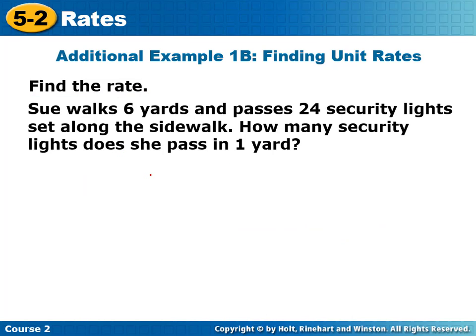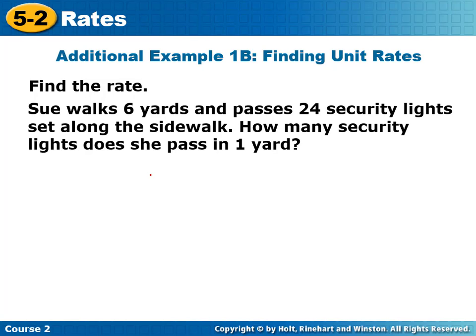One more real quick. Sue walks 6 yards and passes 24 security lights. And this one, we're not talking about 6 yards as in each 3 feet. We're talking about like front yards. She passes 24 security lights set along the sidewalk. How many security lights does she pass in 1 yard?